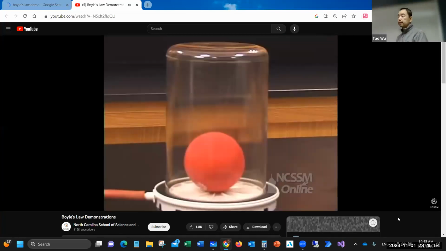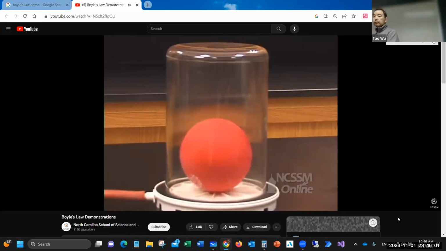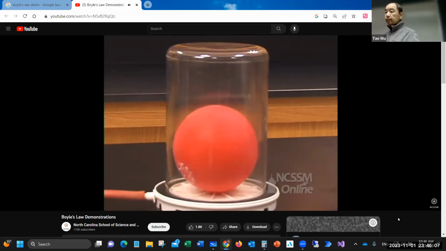In a demonstration of Boyle's law, we'll place a balloon in a vacuum bell jar. We'll apply a vacuum which basically pumps out the air in the bell jar. The pressure outside the balloon will be greater than the pressure inside. The balloon expands to try and equalize the pressure.